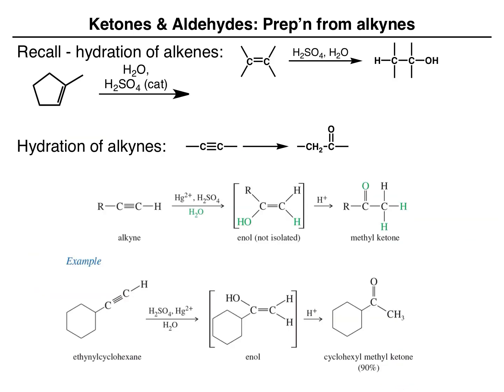In Organic 1, we talked about a number of different reactions of alkenes, and one of them is the acid-catalyzed hydration of an alkene. So this is an electrophilic addition, and if we look at this example where we have 1-methylcyclopentene, the alkene is going to share its electrons with sulfuric acid, and that leads to the formation of the more stable carbocation.